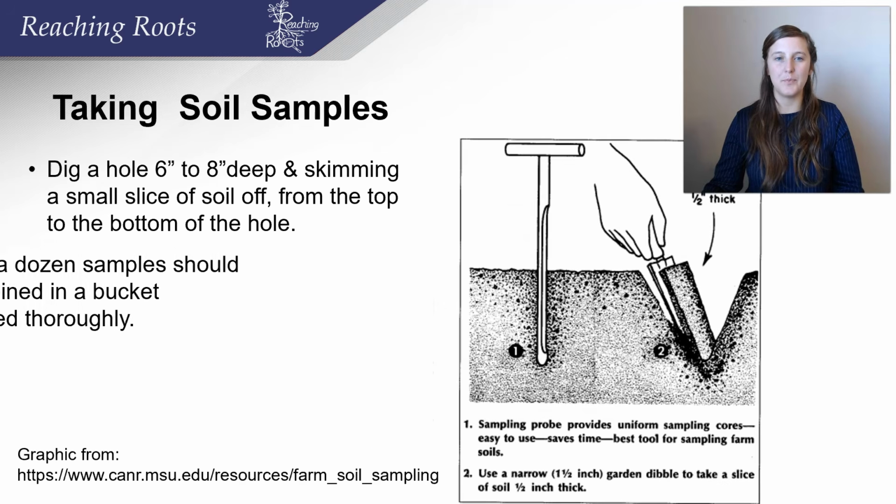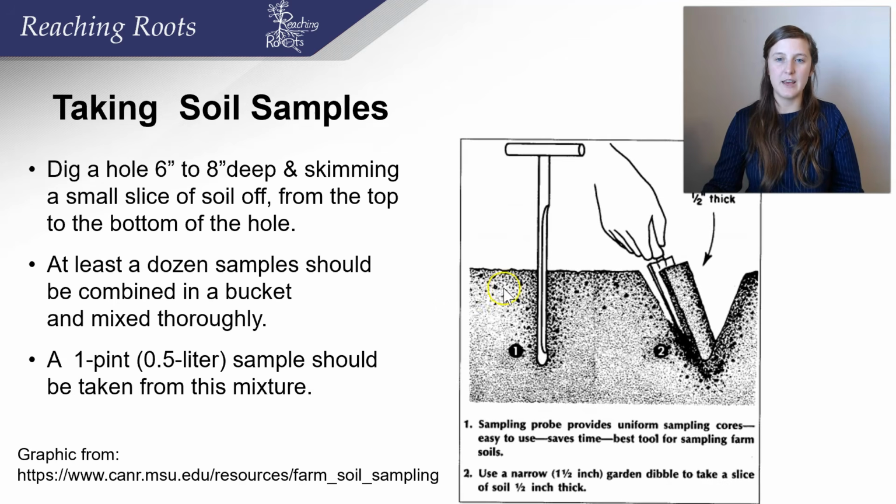That's too risky. So what you do in each of these sample areas is you either use a soil probe if you have one, or you take a thin slice of soil from each of these areas. So you dig a 6 to 8 inch deep hole and you skim off just a half inch of that all the way down. This is the best way to do it because you don't want to just take soil from the top here. You don't want to take soil just from the bottom here. You want to take just a good sample all the way through.